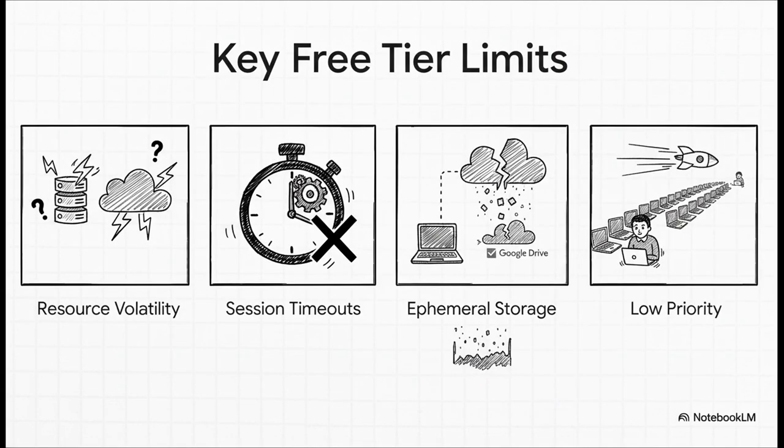And it's not just the hardware lottery. The free tier has some other very real limits. Your sessions will time out, usually after about 12 hours, sometimes way sooner if you're idle. And here's the big one. The storage is ephemeral. That means any files you upload or create, they're gone. Poof. Deleted forever when your session ends, unless you remember to save them to Google Drive. Plus, you're at the back of the line for the good stuff when everyone's trying to use it.